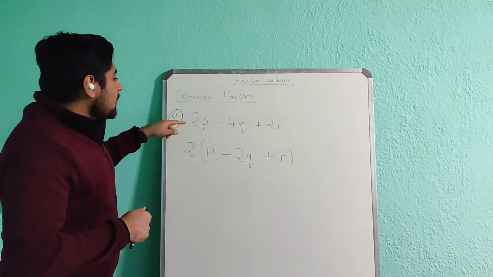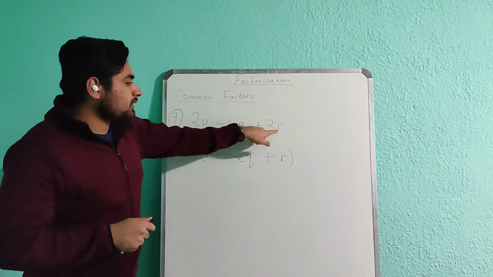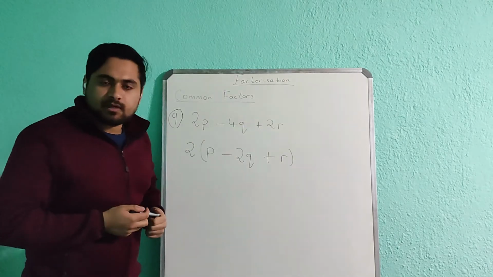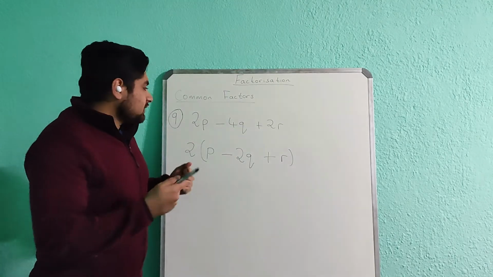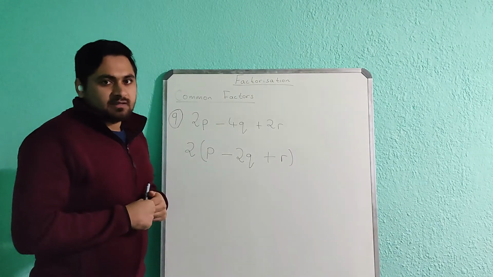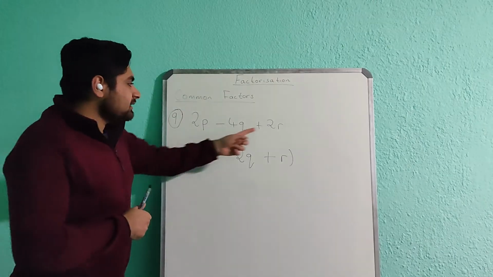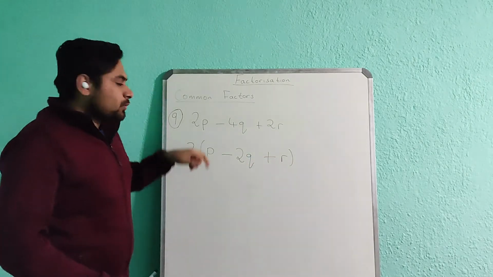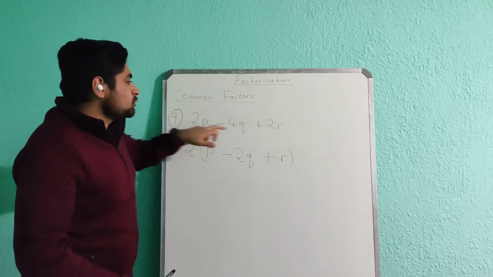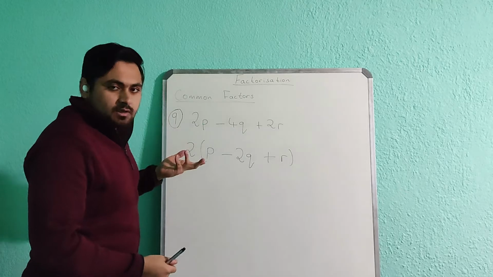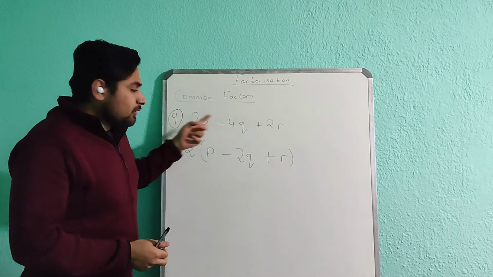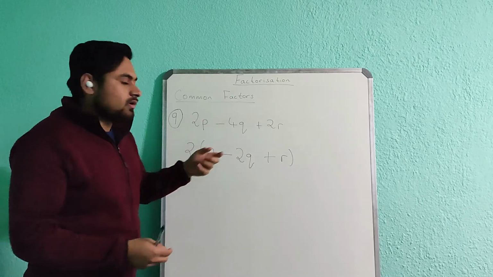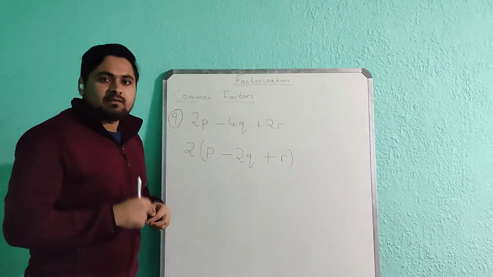So did you see? We had 2p minus 4q plus 2r. First we went and saw, do we have any common alphabets? Our answer was no. So there is no common factor in terms of alphabet. But now in terms of numbers, we got a 2 here and we got a 2 here. So we don't have to worry about this 2 because 2 can go into 2. But the problem is 4. Now can the 2 go into 4? Yes, 2 times, because 2 times 2 is 4. That's why we pulled our common factor as 2.